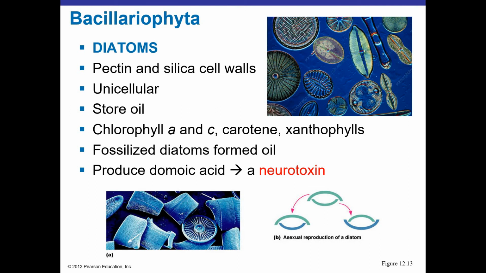They do have chlorophylls and carotene and xanthophylls, but they also are toxic. They produce domoic acid, which is a potent neurotoxin. And if you actually look at these diatoms, they look almost like a hat box or a shoe box, whereas they reproduce, you can see that one progeny is going to get the top half, the other progeny gets the bottom half during asexual reproduction.